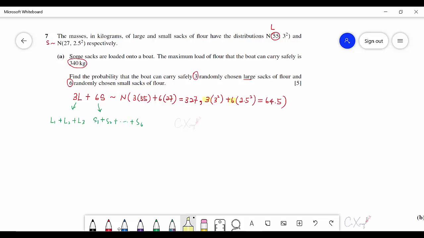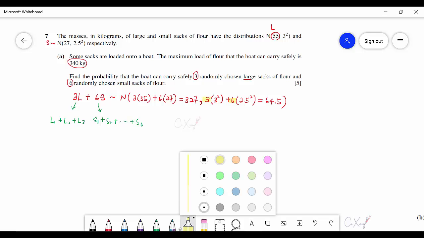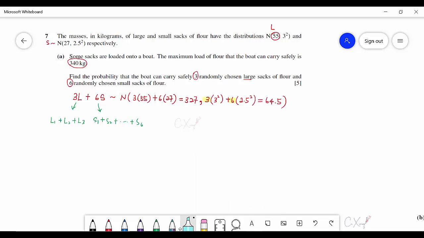Please take note about the coefficient of the variance here. We are not going to square the 3 and also square the 6, because we are having the addition of the variable, not multiplication. Therefore, when you're having the addition of the variable, we only need to multiply the coefficient, not square the coefficient and multiply with it. Understand? So we are not going to square the 3 and also not square the 6, because we are having all the addition of variables, not multiplication. So we have two important values here that you need to know for the calculation later, which is 327 is the mean, 64.5 will be the variance.